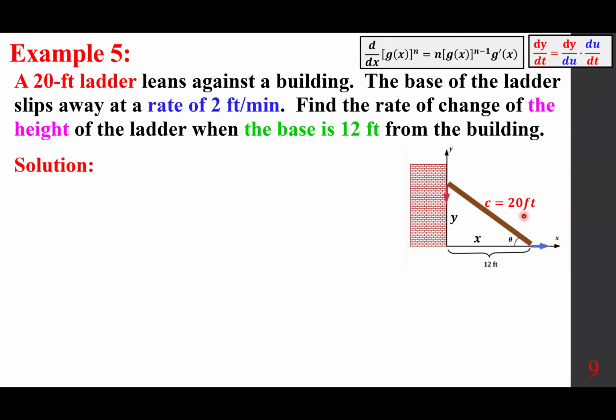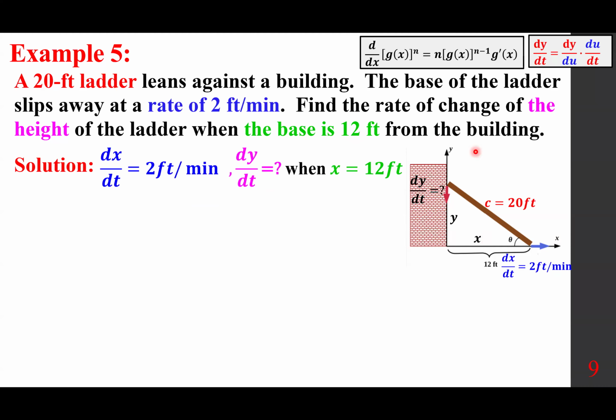So as it moves this way, it creates the speed of dx dt equals 2 feet per minute, right? Slips away. Then it comes down and it creates the speed of dy dt, and that's missing, we are looking for it. So we write dx dt is that, dy dt is missing. At what point? When the base is 12 feet. What is the base? x. So you must have a drawing. You must define your variables.